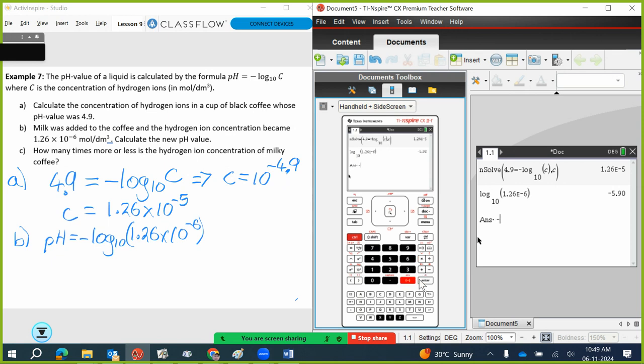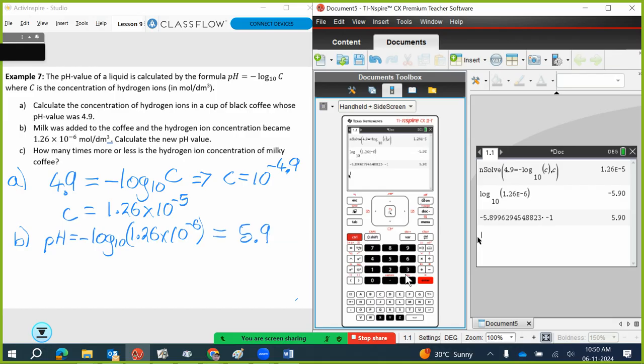I have to times this by minus 1. I forgot to put the negative in front of the logarithm. Or I could just do it in my head. That one's going to give me 5.9. It says a pH level of 5.9.